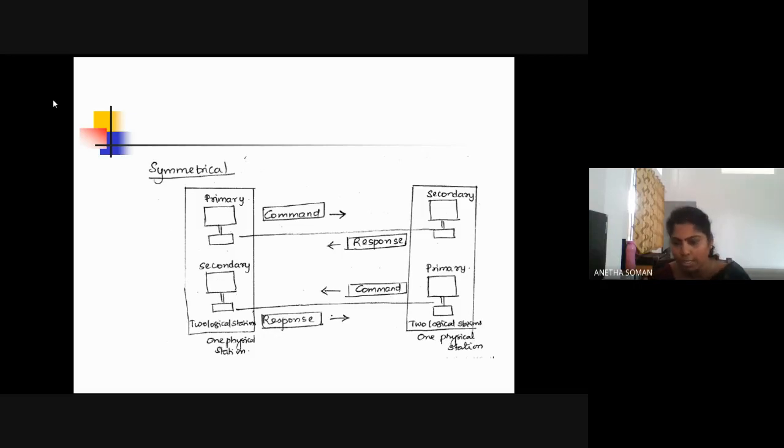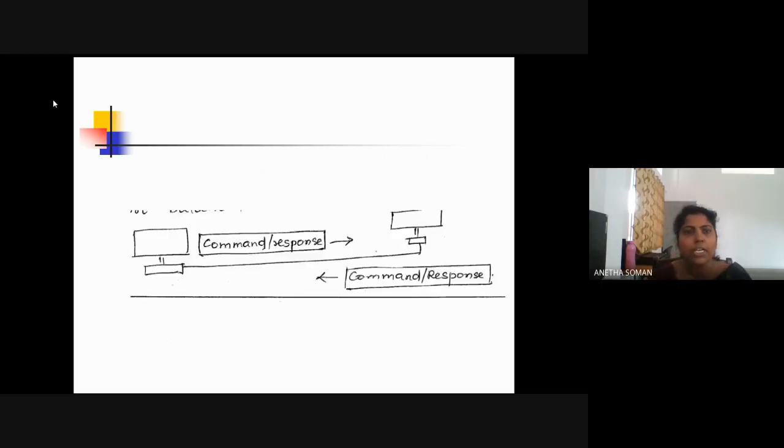Now, what about the third type of configuration? That is called the balanced configuration. Balanced means both stations have only a point-to-point link. So HDLC in balanced configuration won't support multi-point connection. You have only a point-to-point connection, and that is of combined type.